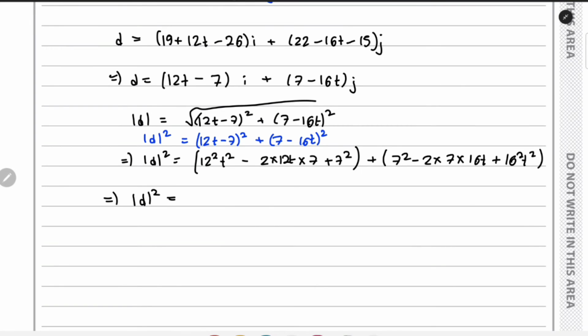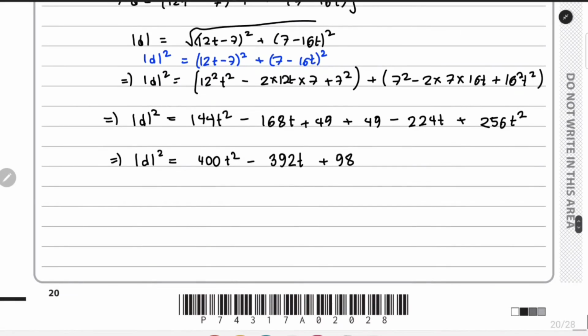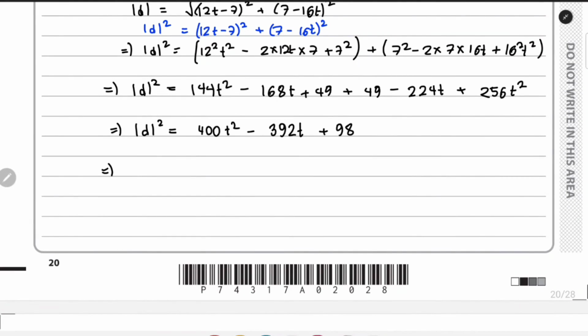So d square will be 144t square minus 168t plus 49, plus 49 minus 224t plus 256t square. Modulus d square will be 400t square minus 392t plus 98. I said 302t earlier, but this will be 392, not 302. And now we'll have to complete the squares for this.